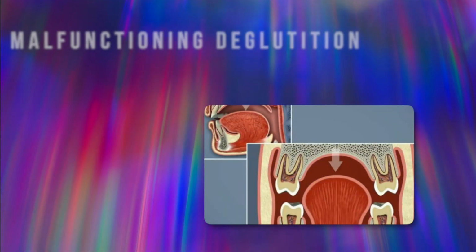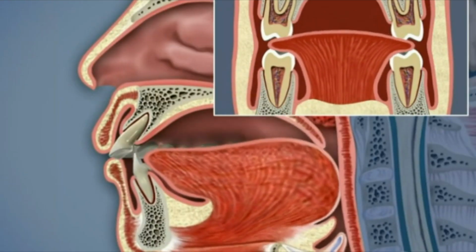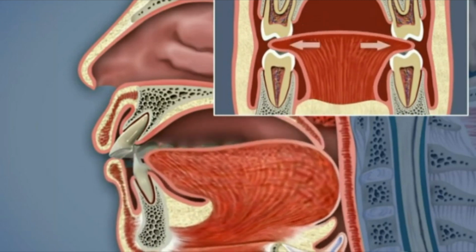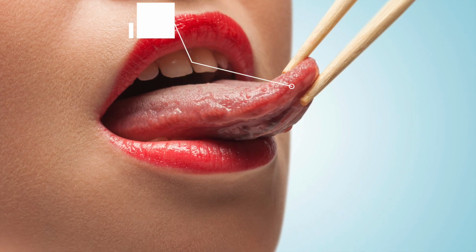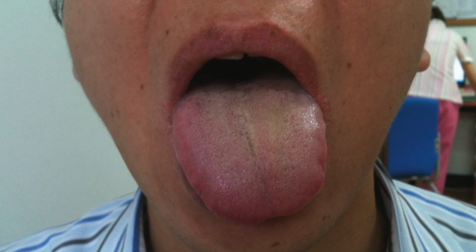Malfunctioning deglutition. Tongue and swallowing problems in tests. Diagnose the tongue. This will give you several neurological clues. Look for malfunctioning deglutition. A bad swallow is most often overlooked. Look at 1. Tongue extension. Deviation, which can mean a tumor impacting tongue neurology.